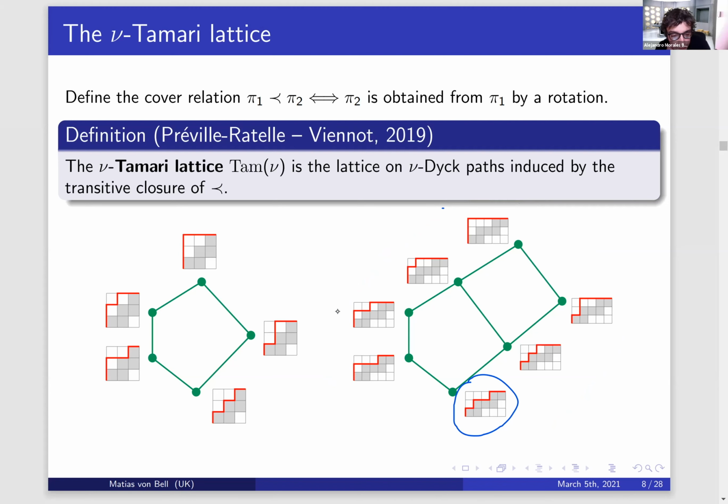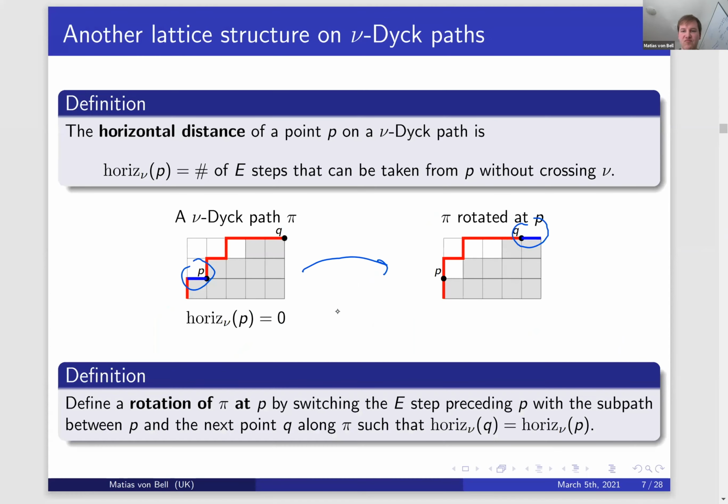Could you maybe put the picture again of the rotation? Yeah, thank you. Right, so the E step here at the beginning, before P, gets rotated to the end, and everything in between, the subpath, gets shifted 1 unit to the left. And the important thing is that you always pick the next point along the path that has the same horizontal distance. There might be multiple ones, but you have to pick the first one.